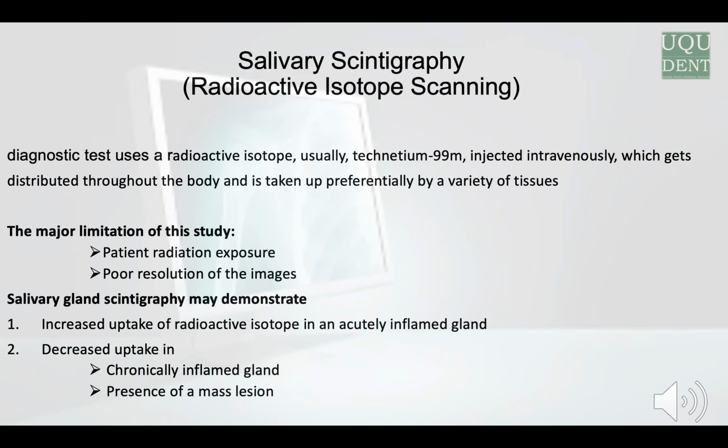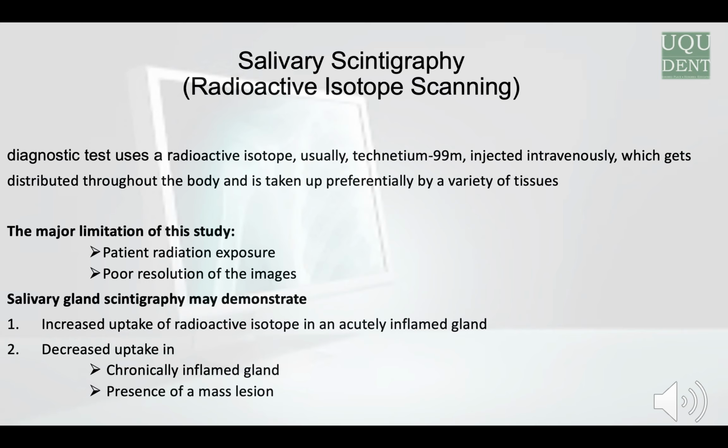Scintigraphy is another type of radiographic diagnostic method. It uses a radioactive isotope, usually technetium-99. It is injected intravenously, gets distributed throughout the body, and is taken up by a variety of tissues. Sometimes the tissues that have high mitotic activity take up most of the technetium. So it appears distinctly colored in the image. The major limitation of this study is that the patient needs radiation exposure and it shows poor resolution of the image.